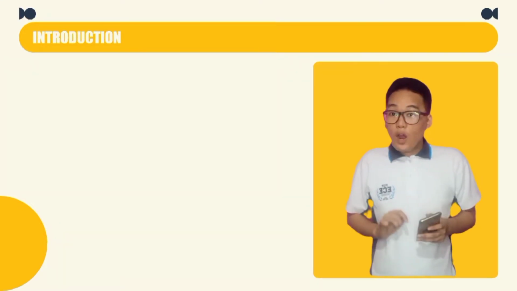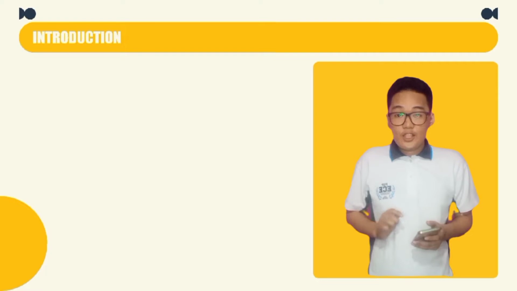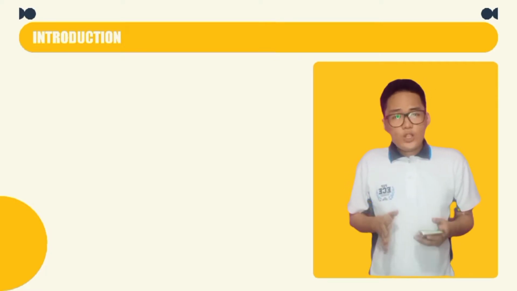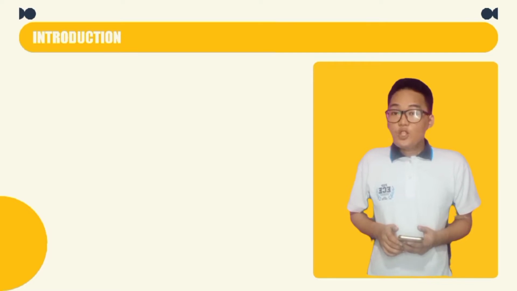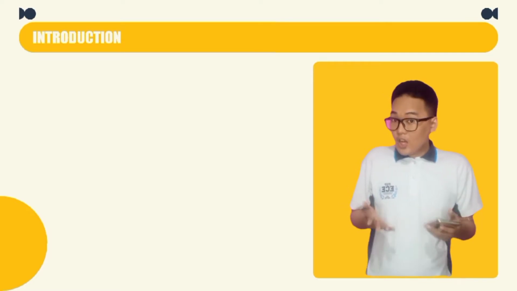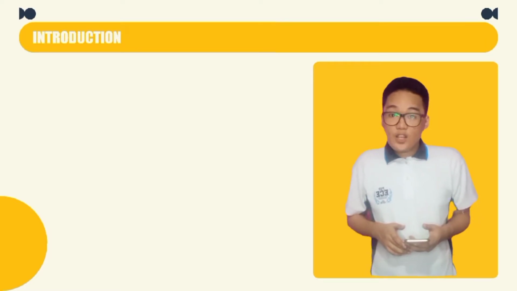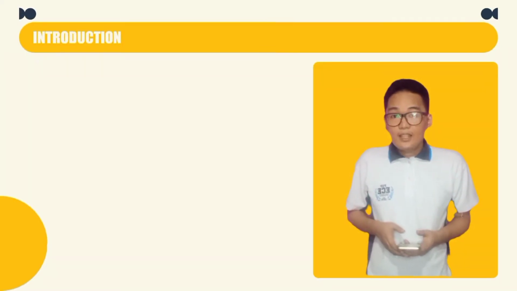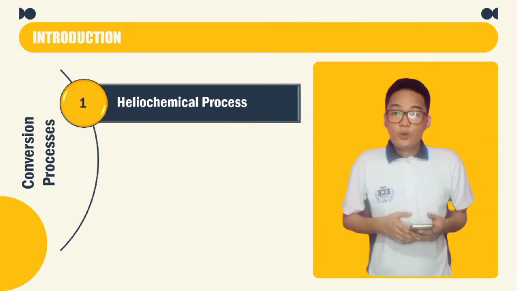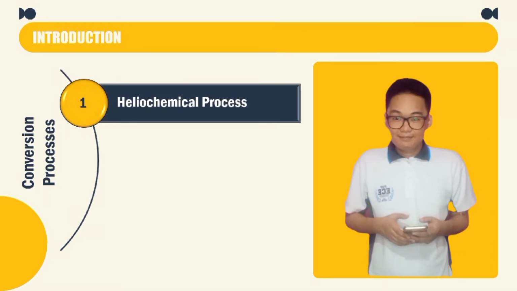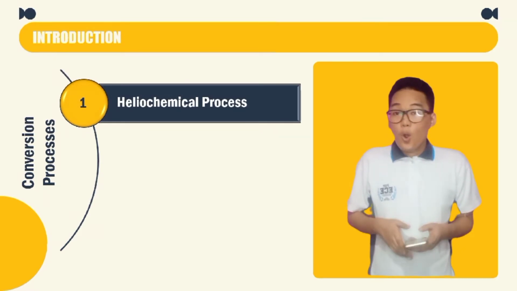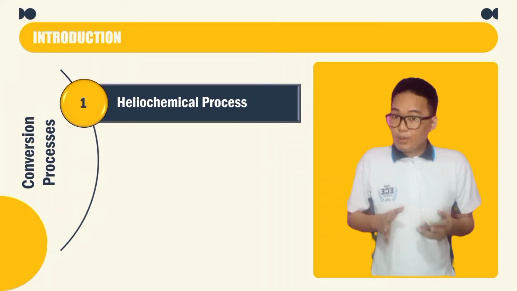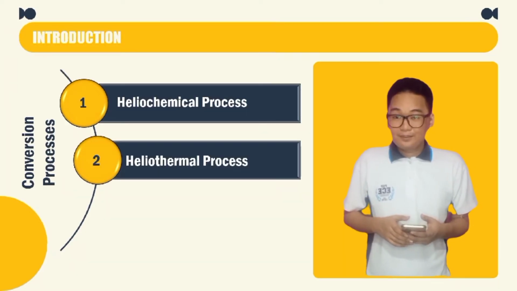Now, when one harvests solar energy, they usually intend to use it for a certain application, which would require converting it to a certain usable form. When solar radiation is converted to fossil fuel or biomass, which is essentially photosynthesis, the conversion process is heliochemical. When solar radiation is converted to a usable form of heat, the process is heliothermal.